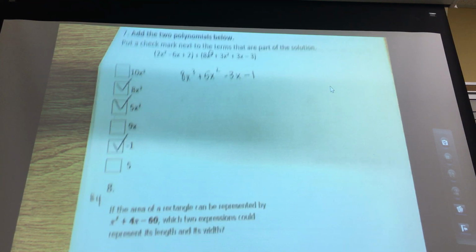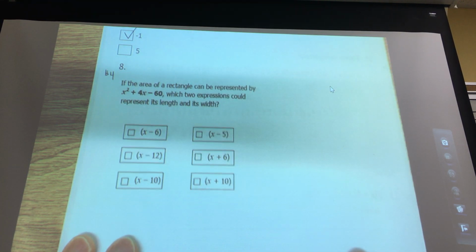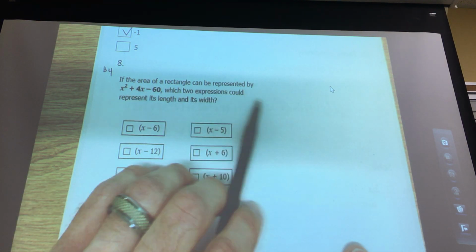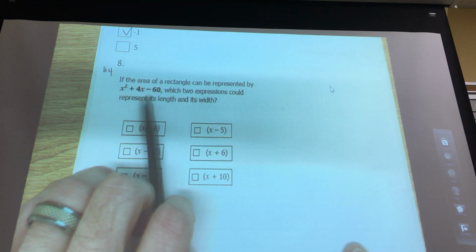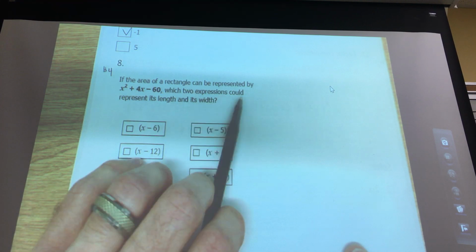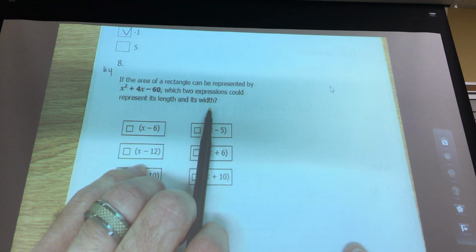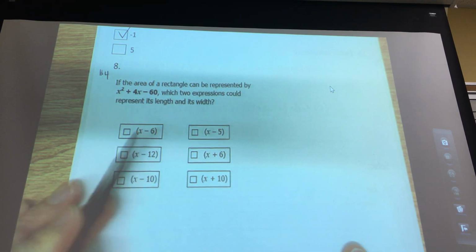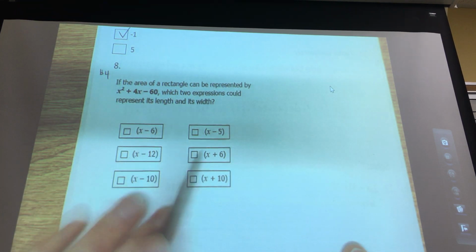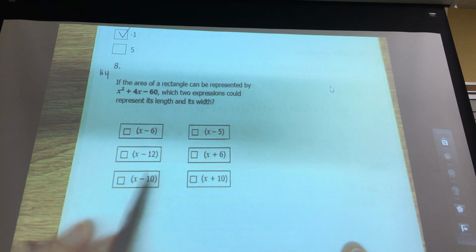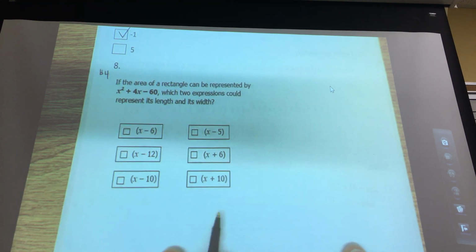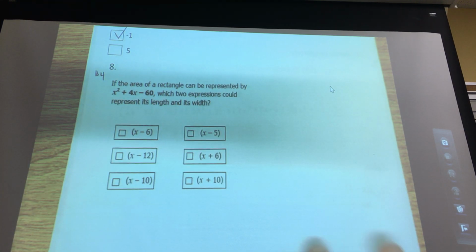All right, let's go ahead and move on to that next one there. This is number 8 on summative A and number 4 on summative B. It says if the area of a rectangle can be represented by x squared plus 4x minus 60, which two expressions could represent its length and width? Well, there's two ways to do this. A, you could multiply each one and see which one works and sit there for 20 minutes and do that, or you can simply factor this guy and get your two answers. So we're going to go ahead and factor it and do that because that's quicker.